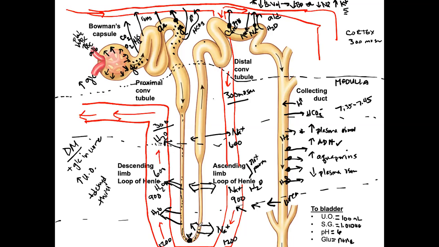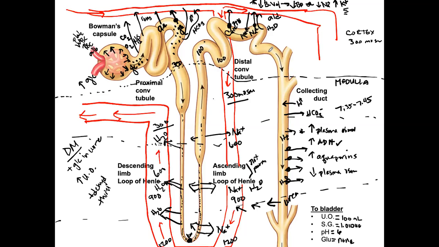And so as you're kicking out sodium, what happens to the concentration of the urine? Good, it gets less and less concentrated, or more and more dilute. And by the time you come up to the cortex, it's actually 100 milliosmoles. So you started at 300, and then it got super concentrated, and then it got really dilute. And it's actually 100.